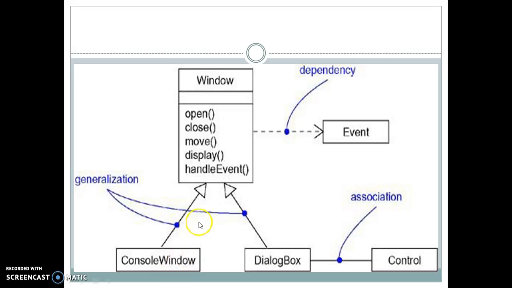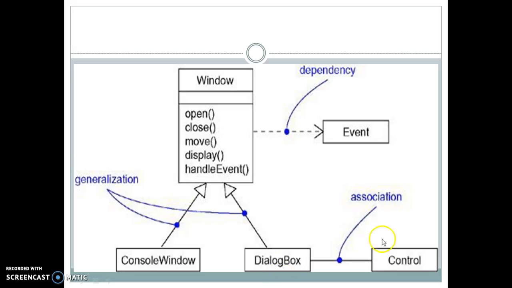Next, there are two types of windows. One is console window, the other is dialog box. And we can easily say that console window and the dialog box are subclasses of a main class called window. Therefore, we can categorize that window is a superclass and console window and dialog window are subclasses or generalizations.